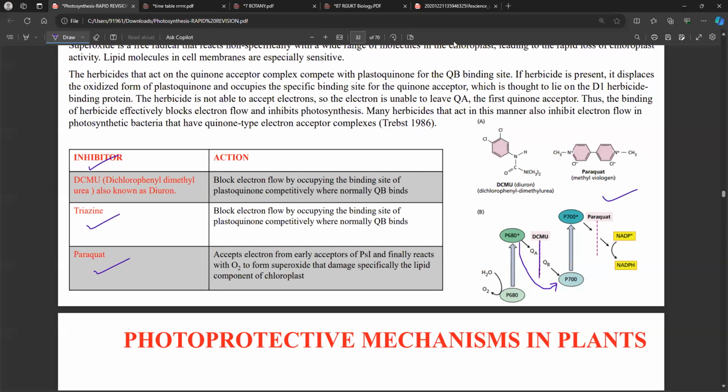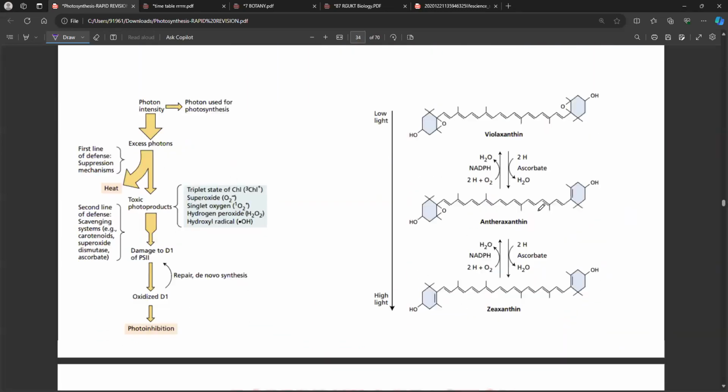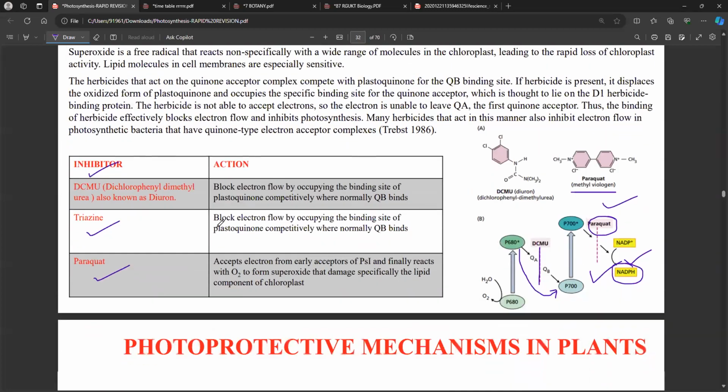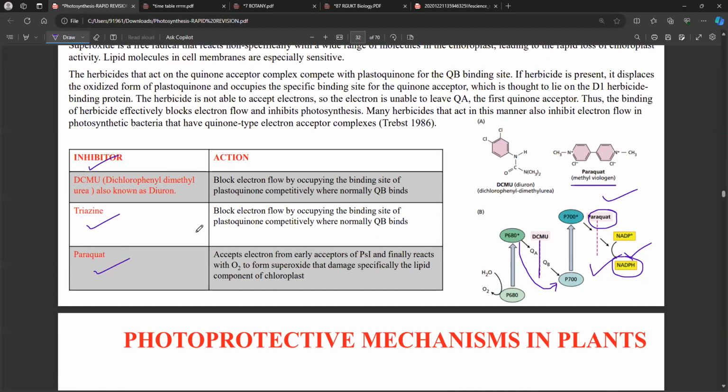Then paraquat, which we also call methyl viologen. Here, I can tell you in simple words, paraquat is involved in inhibiting the electron flow that is involved in the production of NADPH. What I can give you as a statement is that methyl viologen or paraquat is blocking the electron flow that is involved in the production of NADPH. That's the simple point I want you to remember. Last time I have already solved the question. I am not solving it again, but I am requesting every one of you to remember the inhibitors, compulsory.